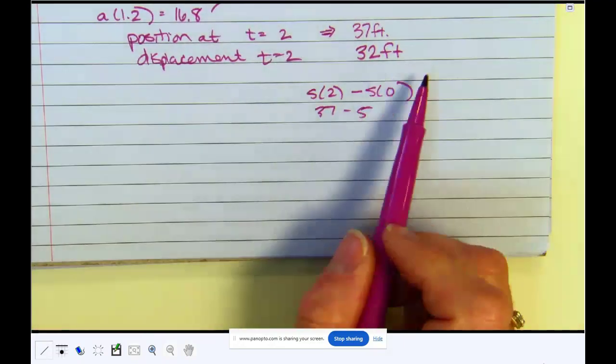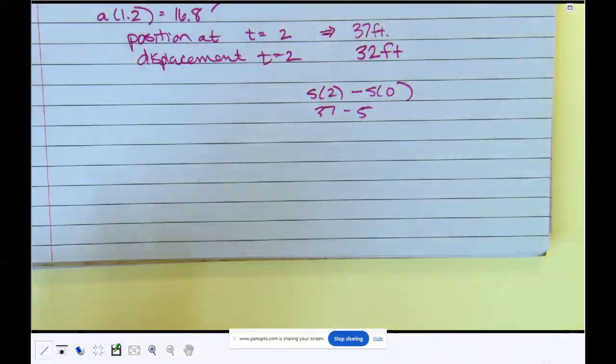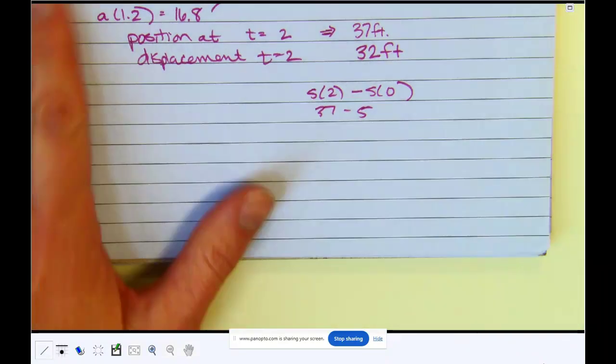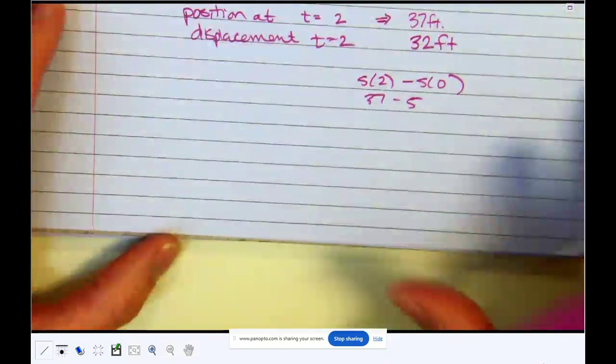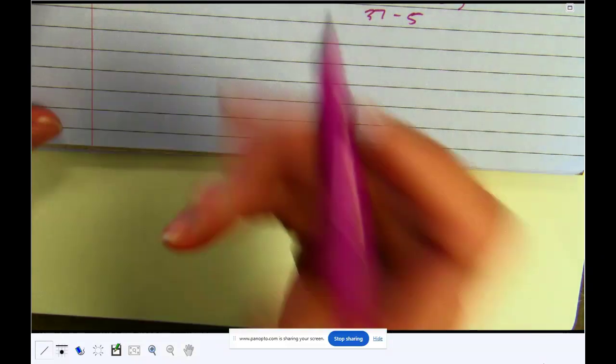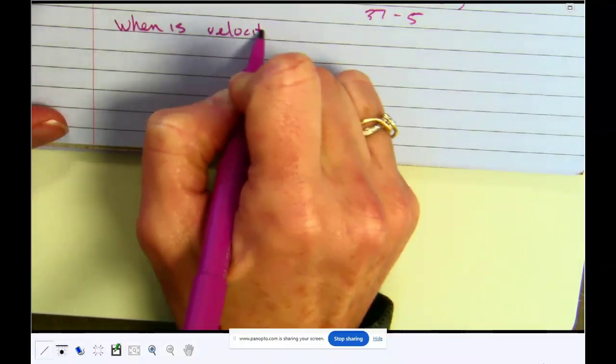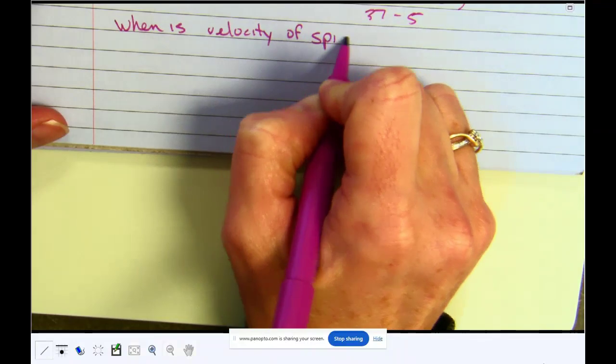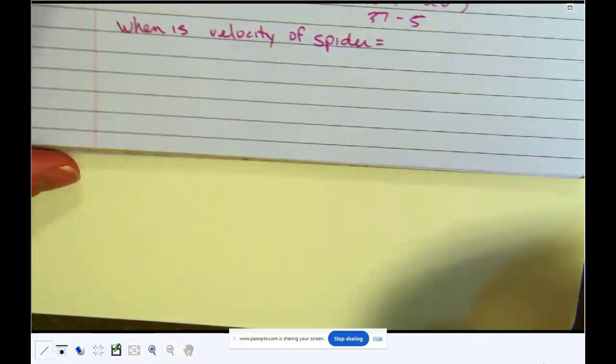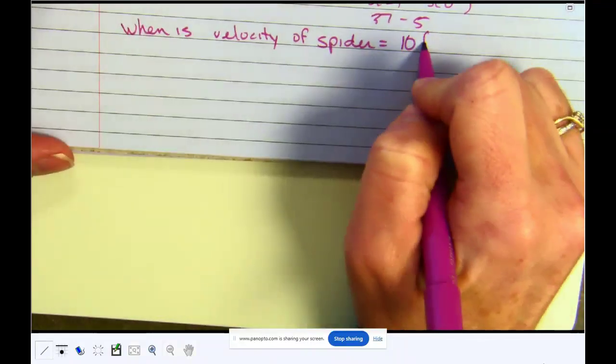Austin, I don't think I'm going to confuse you. Not intending to. So if you get to the test and you don't like the wording, come and ask, because I can't think of what it would be off the top of my head. Okay, so you can get things like this: when is the velocity of the spider equal to 10 feet per second?